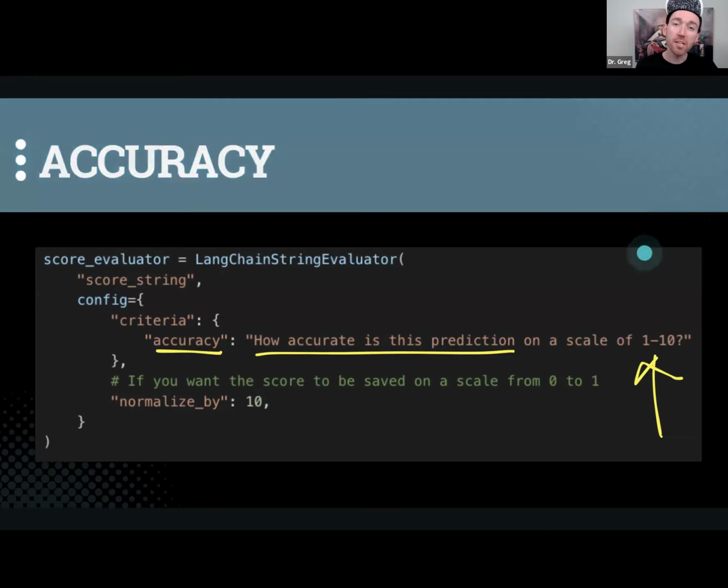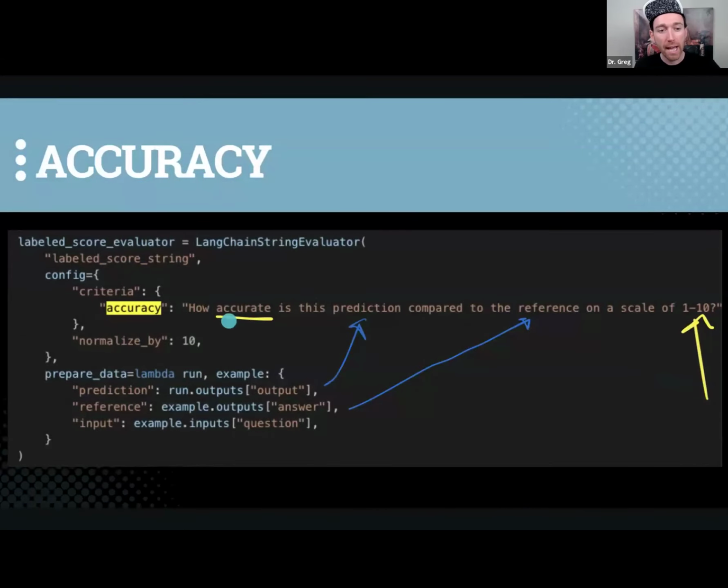If you wanted to add some labels, some additional context, you can. How accurate is this prediction? Compared to the reference, on a scale. Maybe that's going to be a little bit better. We can do custom ones. You know, we like to do dope or nope. Is it lit? Is it hype, etc.